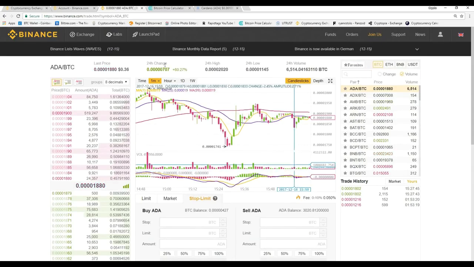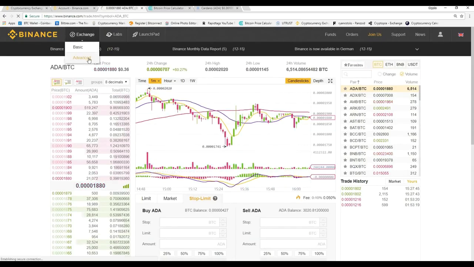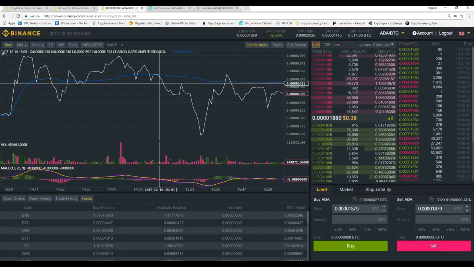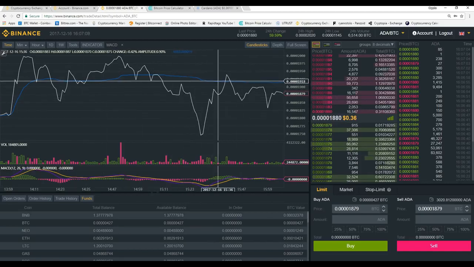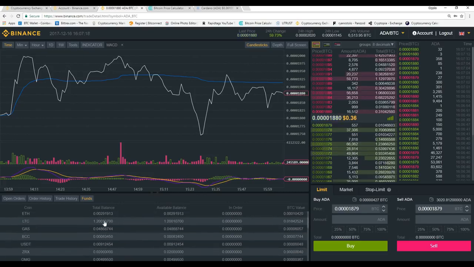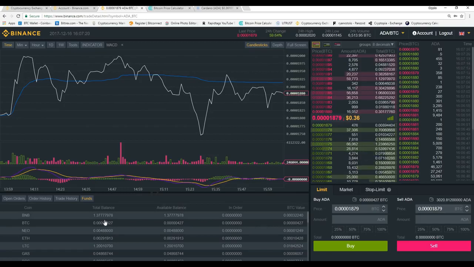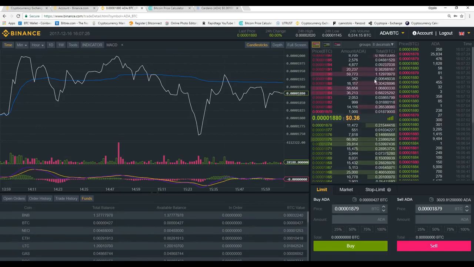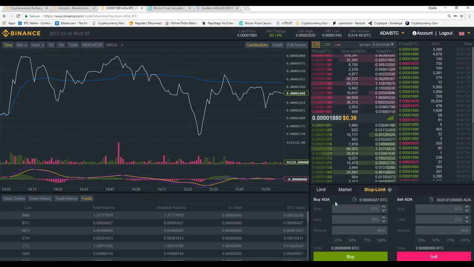So moving on, let's go to the advanced exchange, and I want to just show you guys what it looks like and the different layout of it. This is the advanced exchange. Over here you have the graph. Down here you have all your current holdings, what you're holding in your wallet, which is really nice. Over here you have your sell orders, your buy orders, the current value, the trading history. Down here you have your buy and your sell, as well as the stop limit, which is right here.